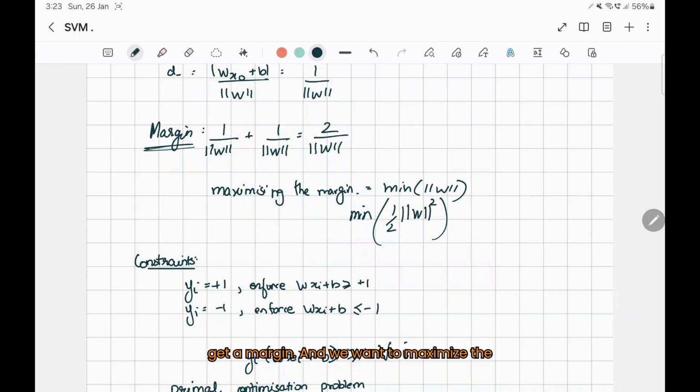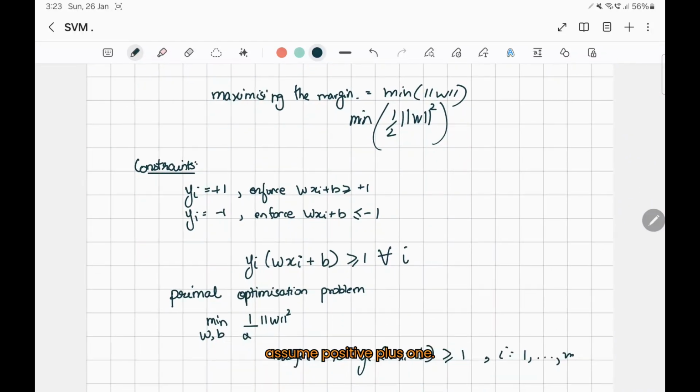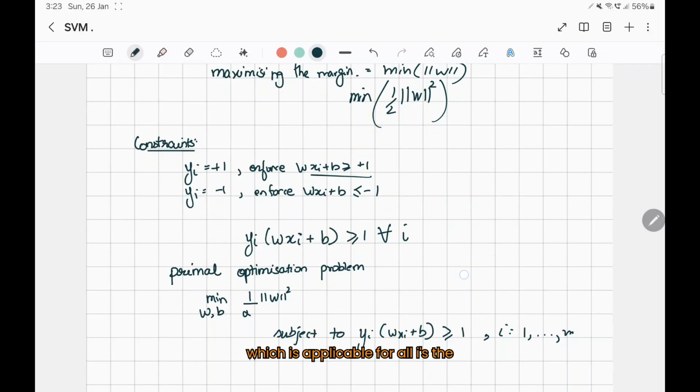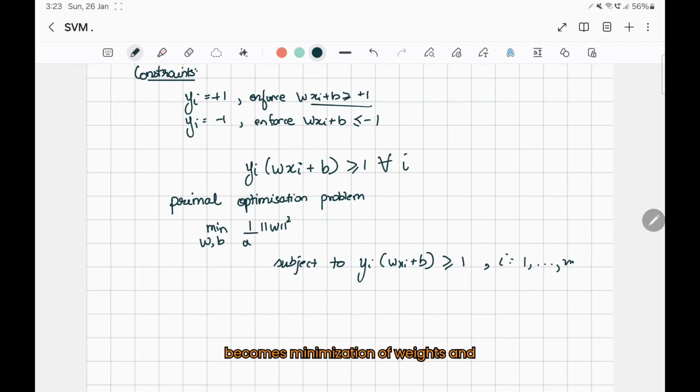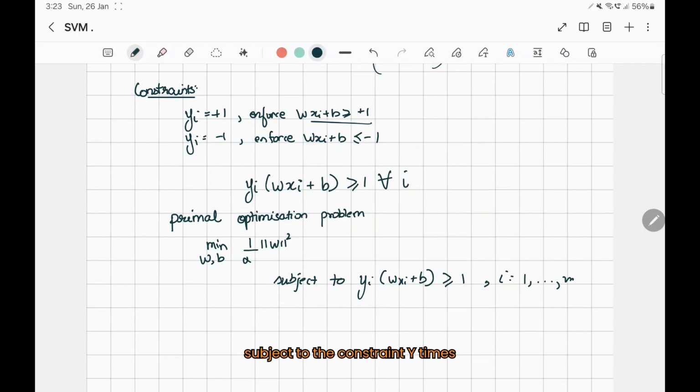Therefore, we get a margin, and we want to maximize the margin, which is equivalent to minimizing half times the squared Euclidean norm. The constraint we have defined as: for positive yi, plus 1 should be enforced, and for negative yi, minus 1 should be enforced. To combine them, we come up with a single constraint which is applicable for all i's. The primal optimization problem therefore becomes minimization over weights and bias of half times the squared Euclidean norm, subject to the constraint yi times (w xi plus bias) greater than or equal to 1, holding for all the training samples.